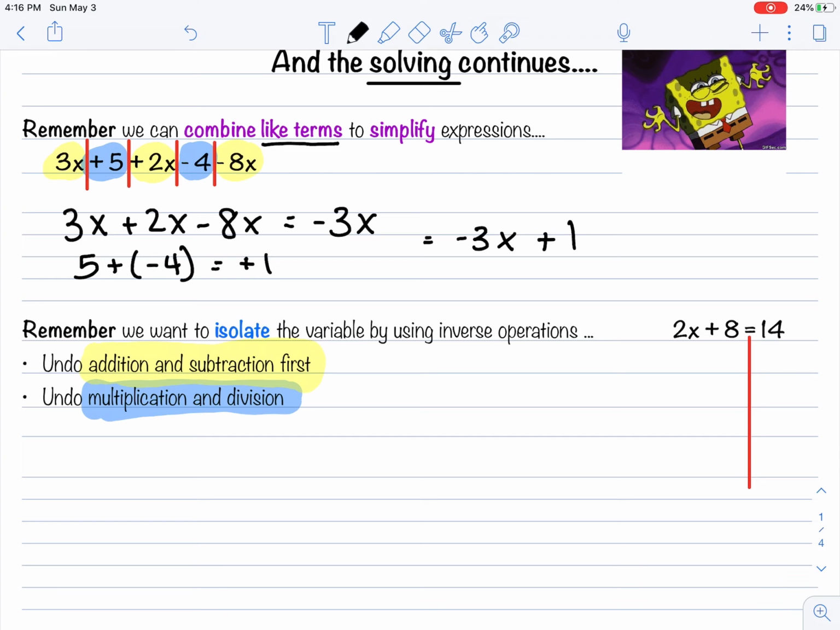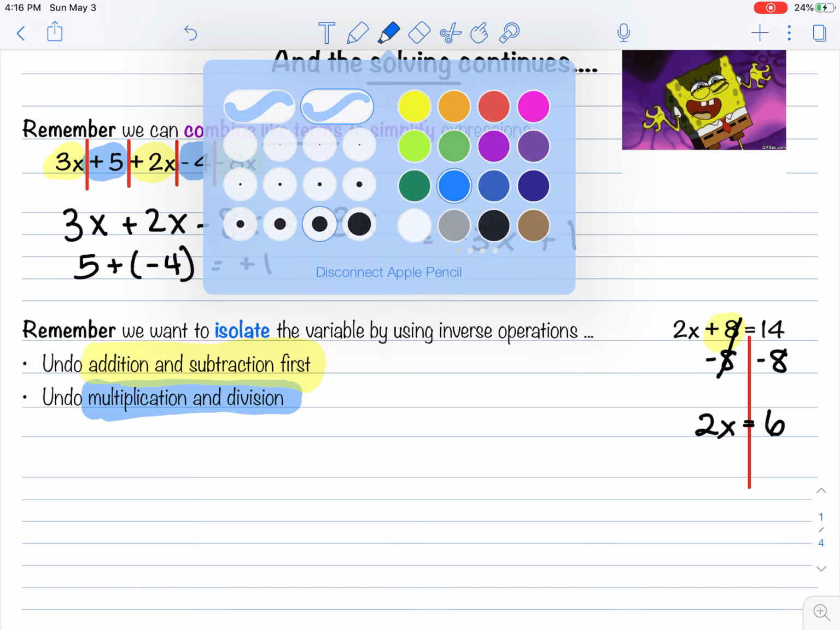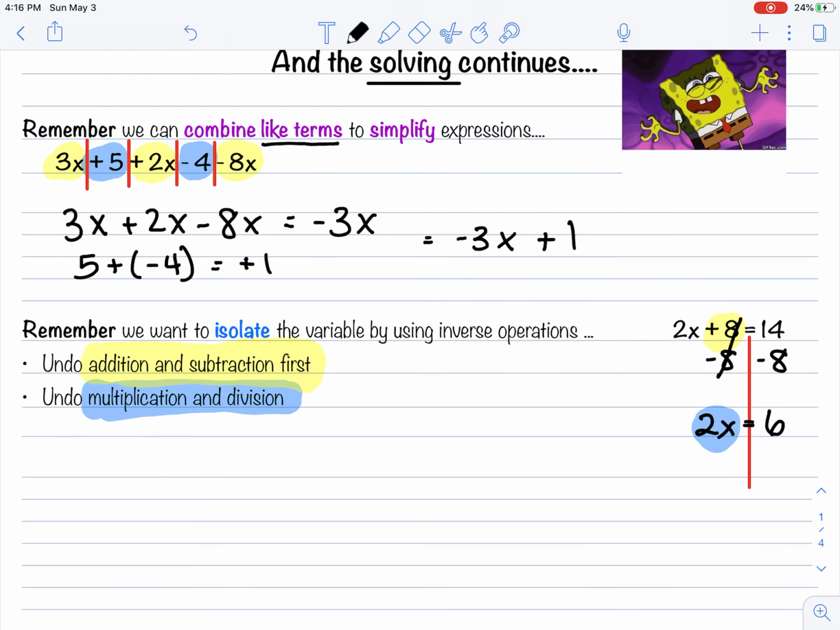We need to remember that concept, as well as what we've been practicing this last couple of weeks of remembering to isolate the variable by using inverse operations. So that means my addition, I would undo with subtraction. So I'd subtract 8 from both sides. That would cancel out. And I'd get 2x is equal to 14 minus 8, which gives me 6. All right, and to undo the multiplication here, we would use division. So that means we're going to divide both sides by 2, and x is equal to 3.